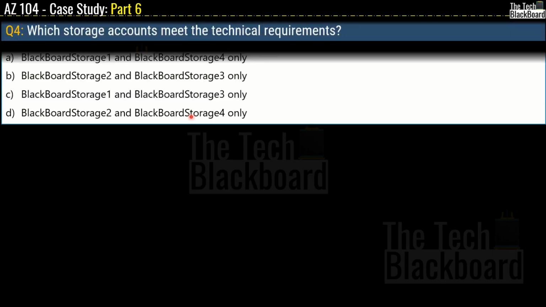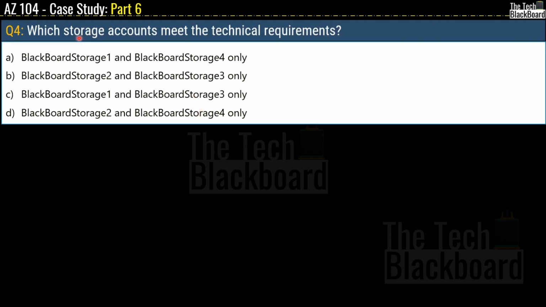And now let me present the question number 4. It says that which storage accounts meet the technical requirements? Your options are Blackboard Storage 1 and Blackboard Storage 4 only. The second option is Blackboard Storage 2 and Blackboard Storage 3 only. The third option is Blackboard Storage 1 and Blackboard Storage 3 only. The fourth option is Blackboard Storage 2 and Blackboard Storage 4 only.